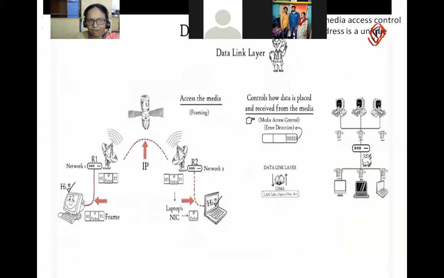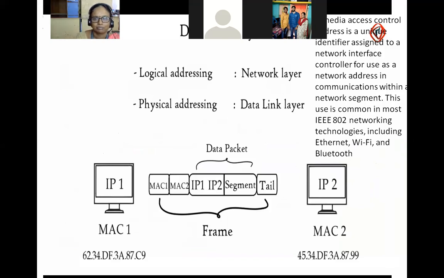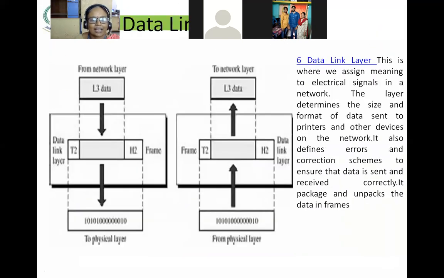Which diagram? This diagram, or this diagram? The previous diagram? This diagram? Yes, ma'am, this one.